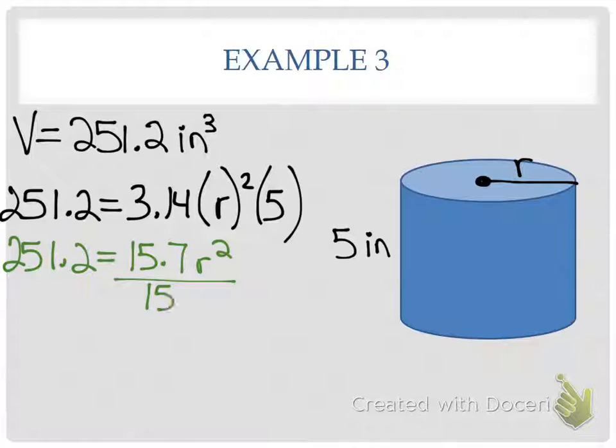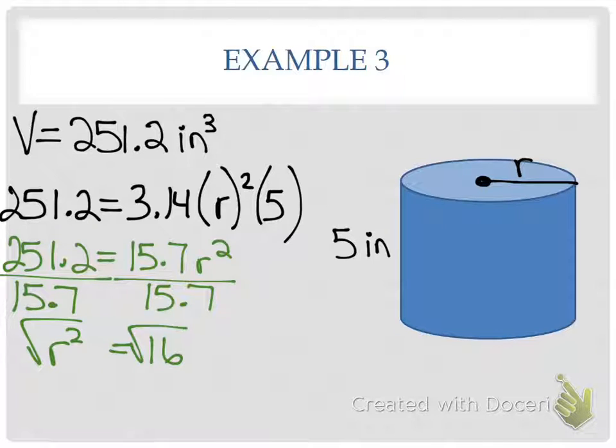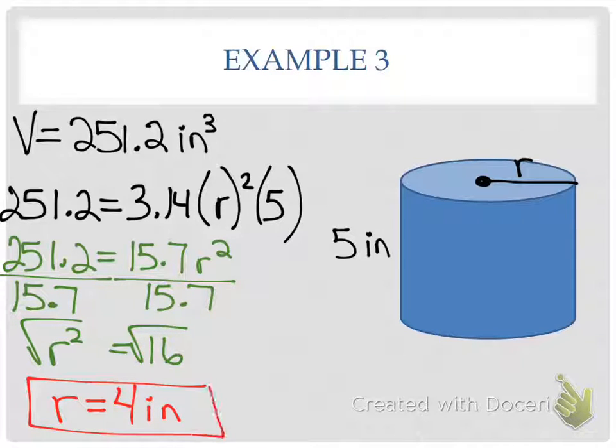So 15.7 r squared. And then when I divide both sides by 15.7, what do I get? 16. All right, and then r squared equals 16. And what do I do? Square root it. And what's my answer? R equals 4 inches. All right, who got 4? And if you understand that, that's everything you need to know for our final lesson in Chapter 12.